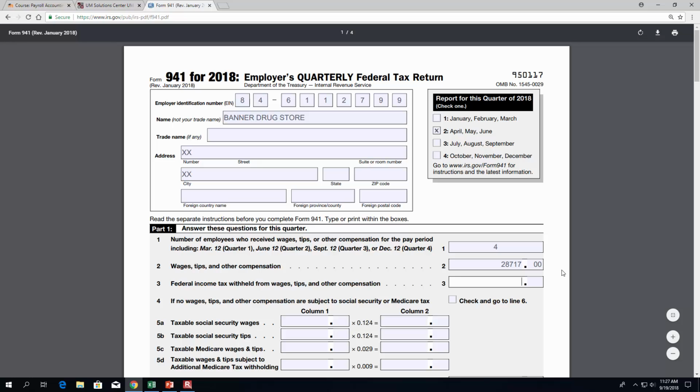Okay, second thing. How much federal income tax was withheld for the whole quarter?